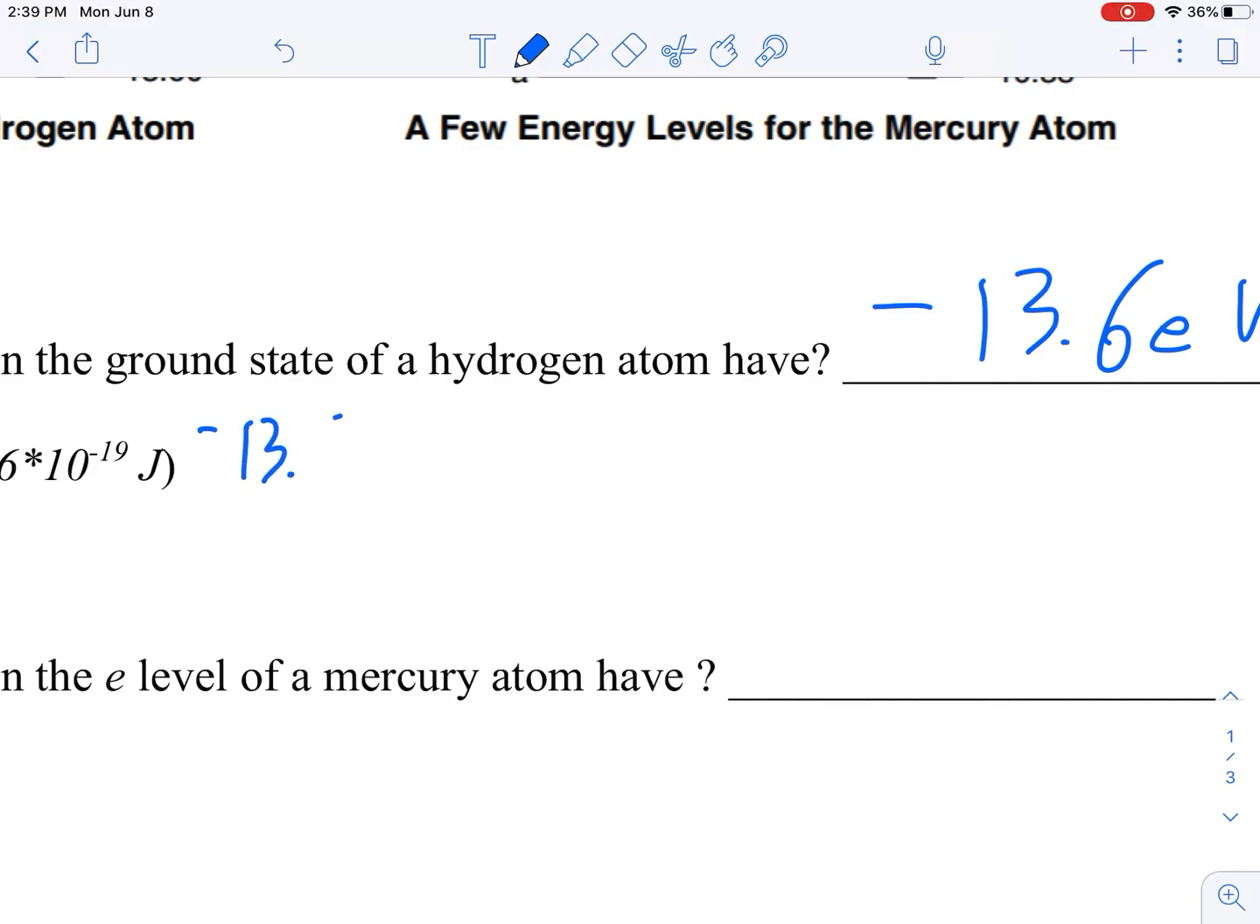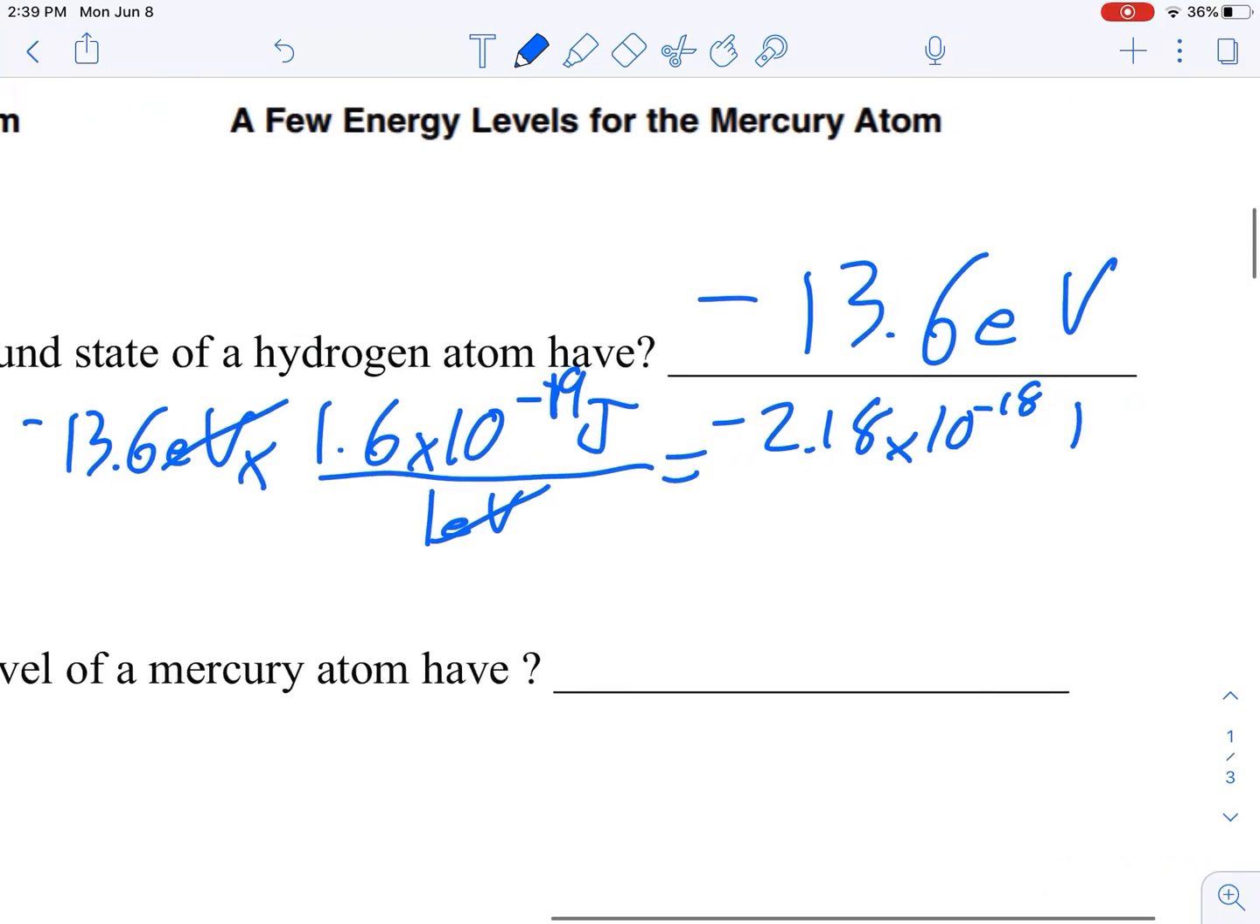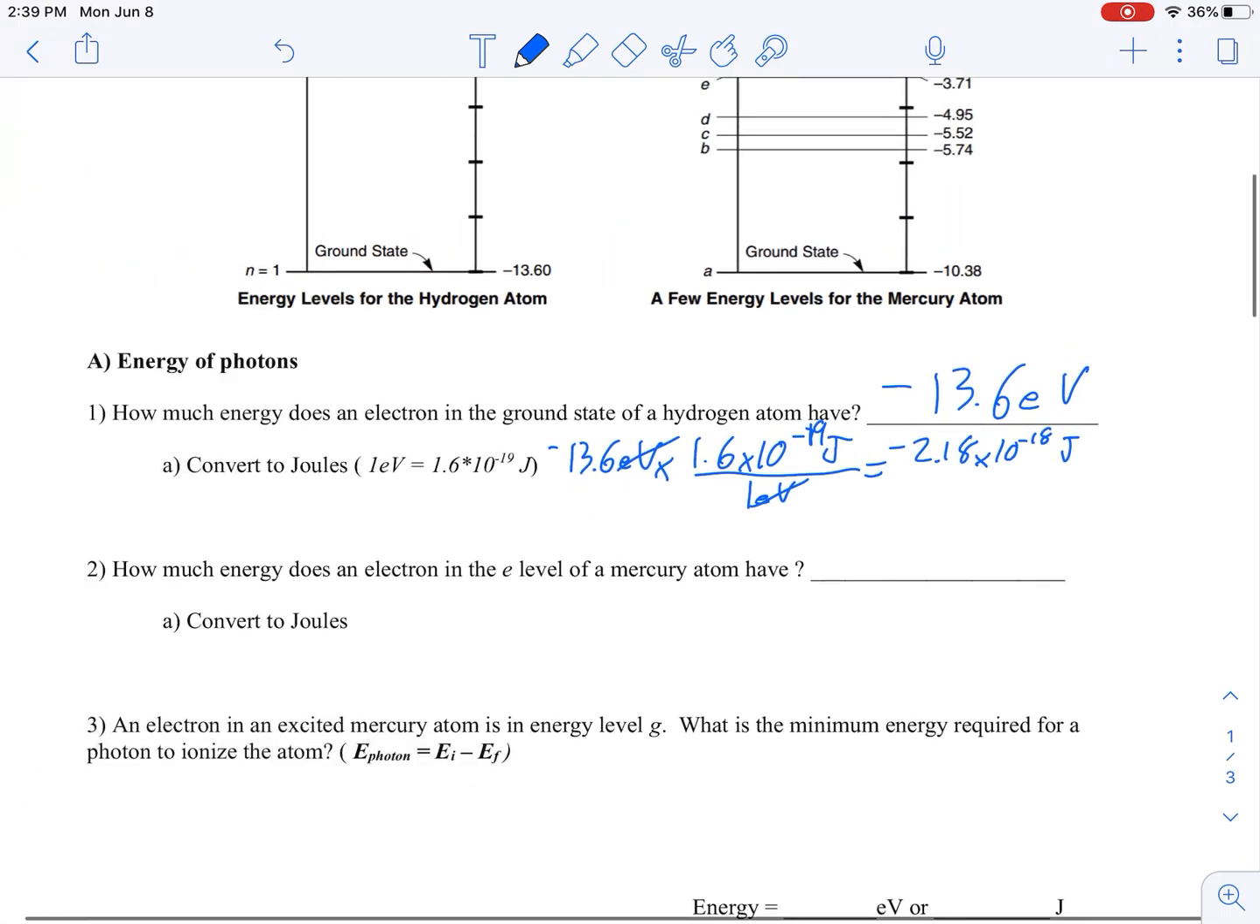So we have negative 13.6 electron volts times 1.6 times 10 to the negative 19 joules over 1 electron volt. How do I know to put joules on top? It's always what I want over what I have, right? If I throw this in my calculator, I get negative 2.18 times 10 to the negative 18 joules. Now, it's important to convert this to joules. We'll see in a little bit why it's so important, all right?